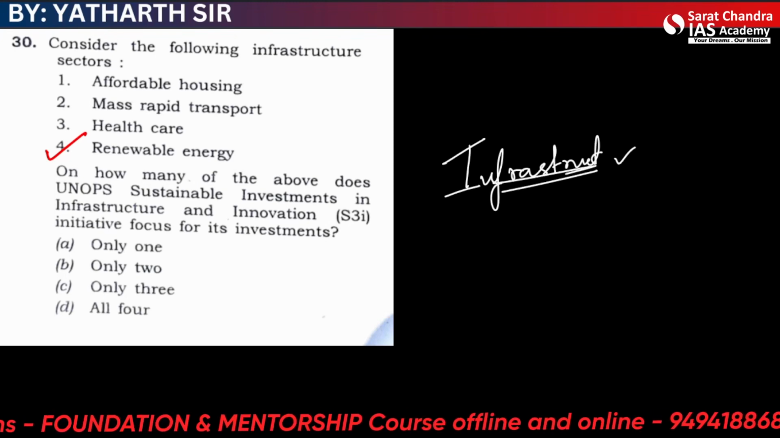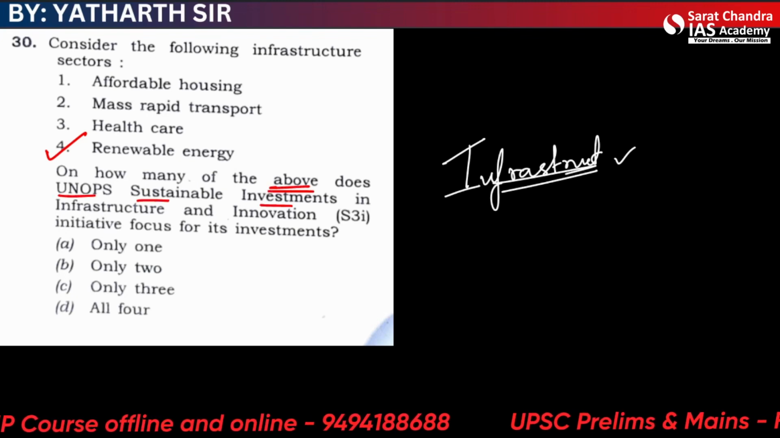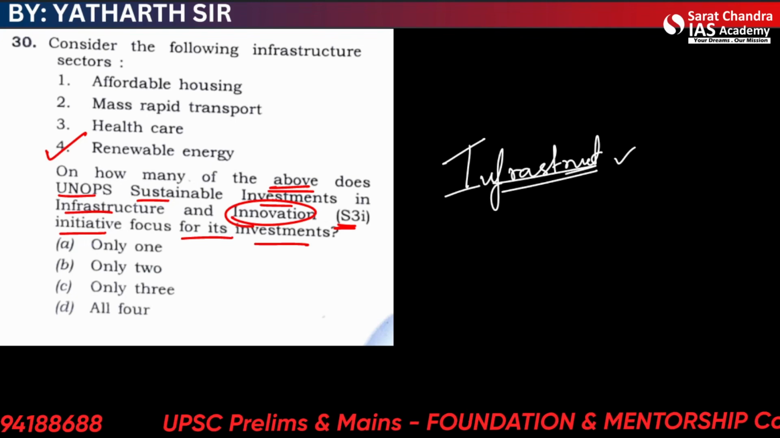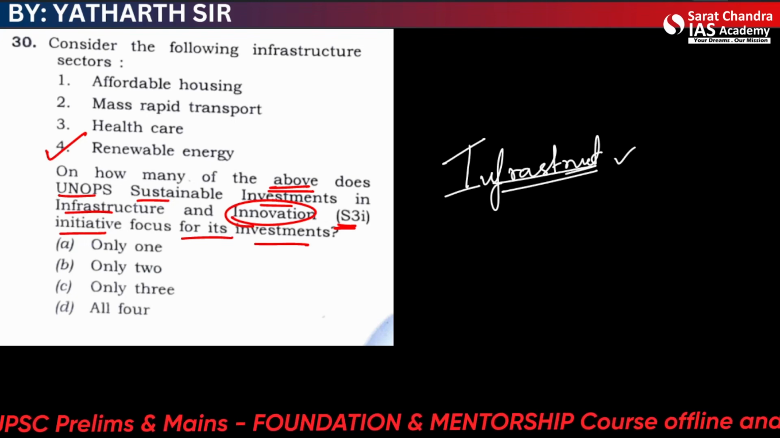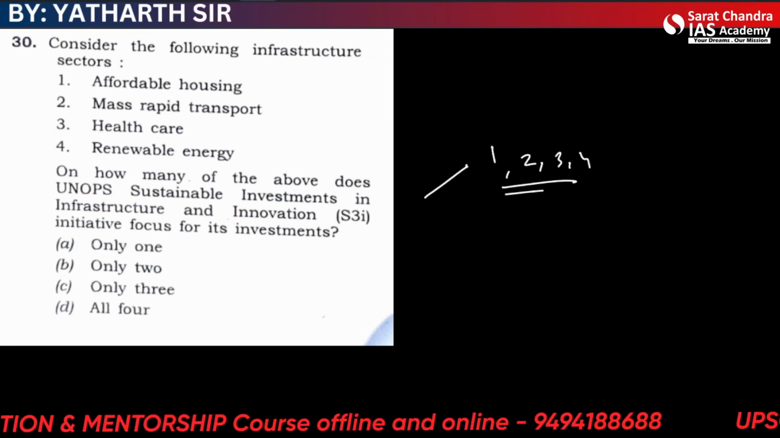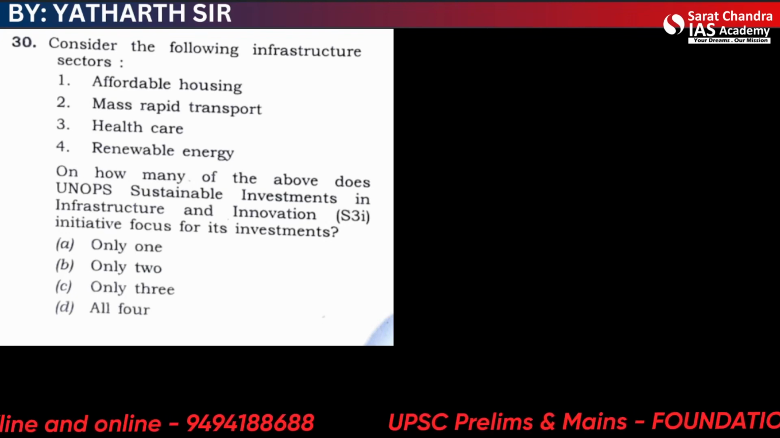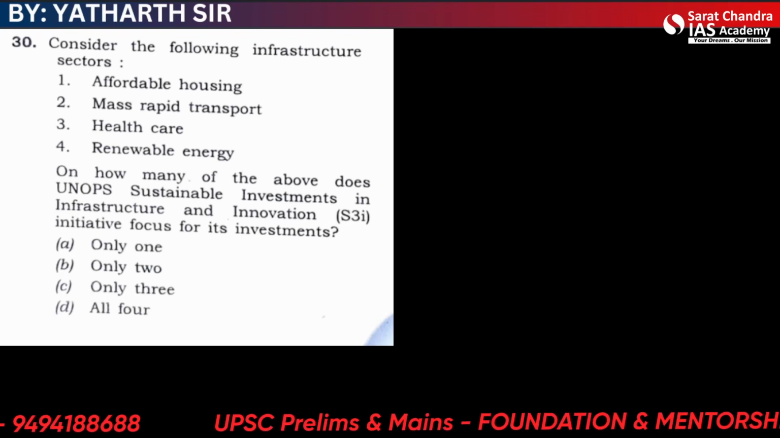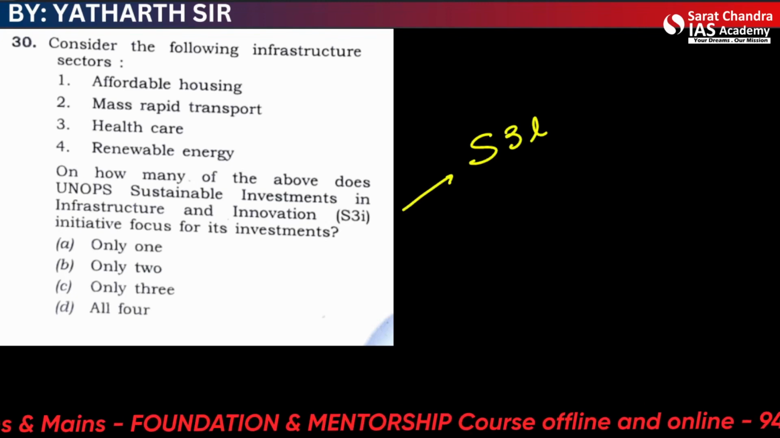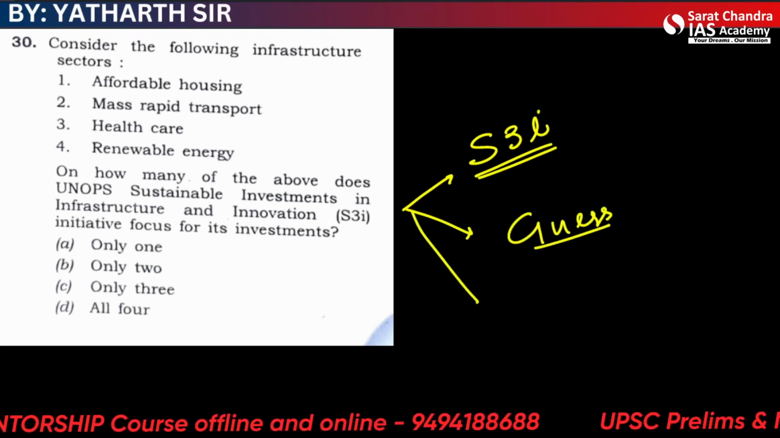Okay, so let's see the question itself: on how many of the above does the UNOPS Sustainable Investments in Infrastructure and Innovation, the S3I initiative, focus for its investments. The pattern of asking is the same: only 1, 2, 3 or all 4. So it becomes important for us to figure out how many of these are there in this S3I initiative. Now we cannot know this without knowing about the S3I initiative directly. It's a factual question. All right, we cannot guess in this question or eliminate anything.